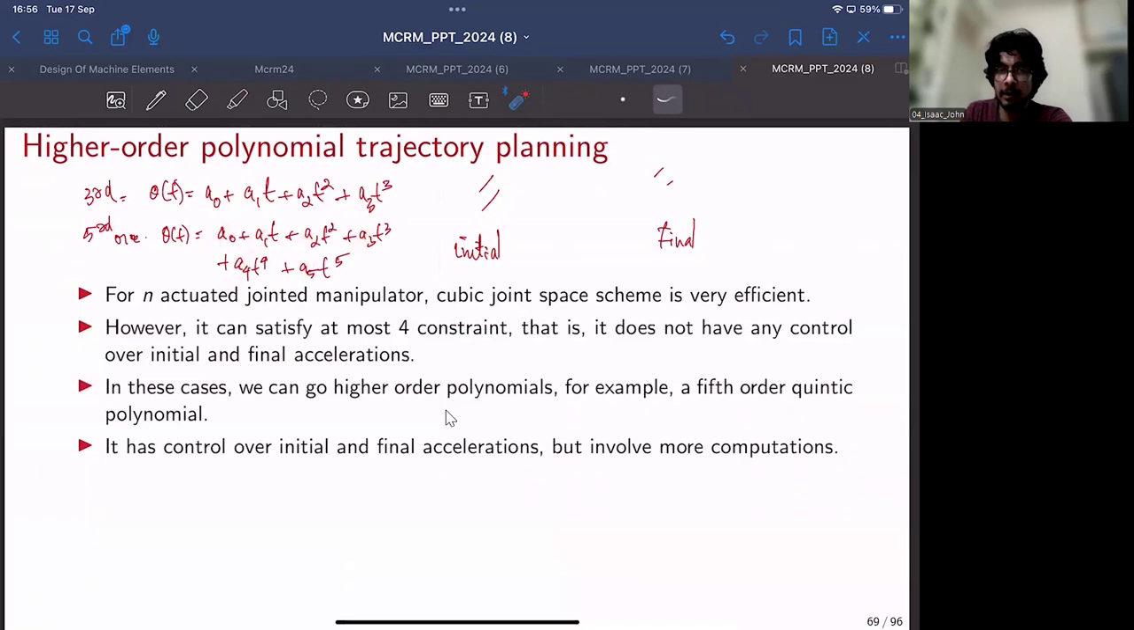So we need 6 boundary conditions, which are position, velocity, and acceleration at the initial point, and position, velocity, and acceleration at the final point. So a fifth order can have control over initial and final accelerations, whereas a third order can only have control up to velocities. It does not have any control over initial and final accelerations.